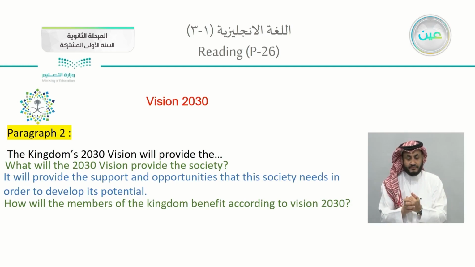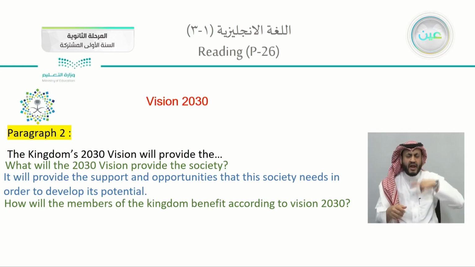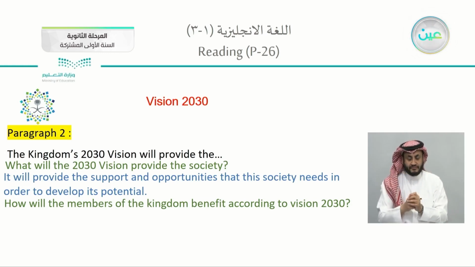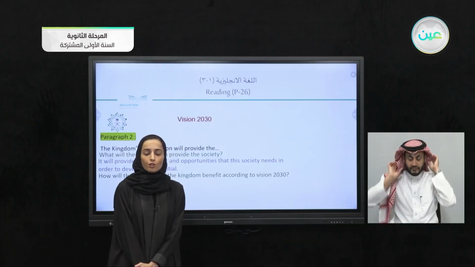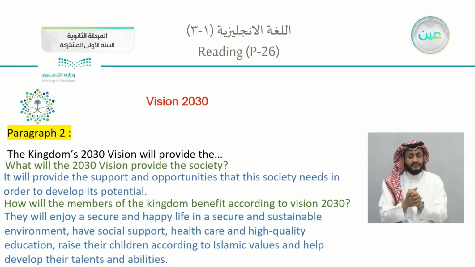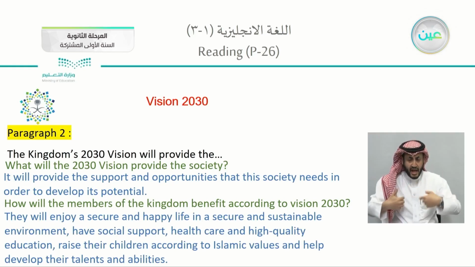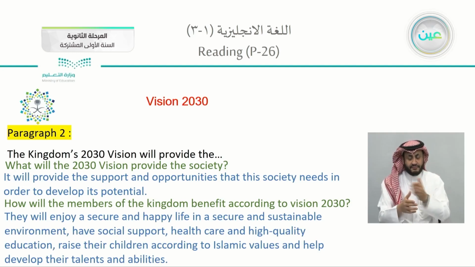How about the second one? How will the members of the kingdom benefit according to Vision 2030? How are we going to benefit from this? How is it going to be good for us? We can say that they will enjoy a secure and happy life in a secure, sustainable, continuous environment, have social support, health care, and high quality education.